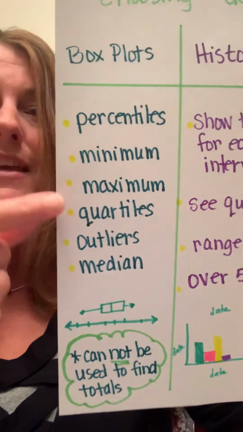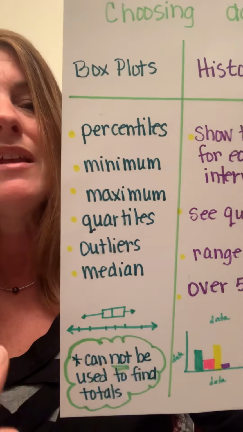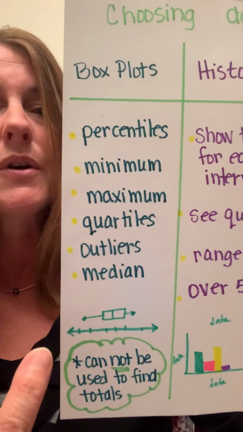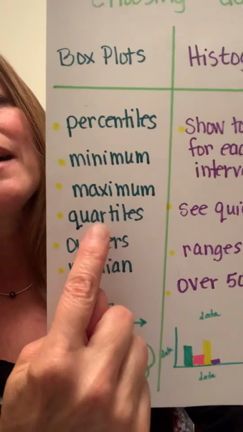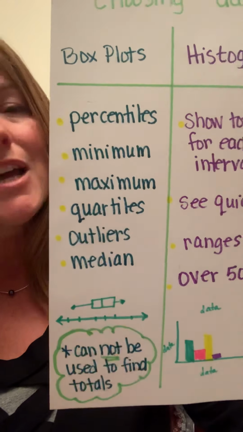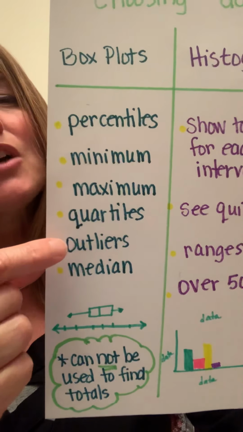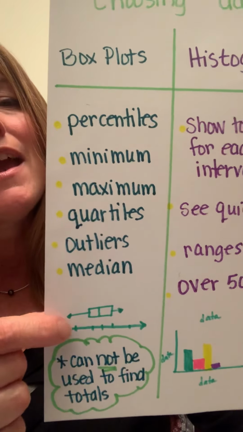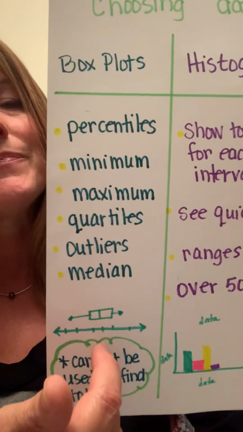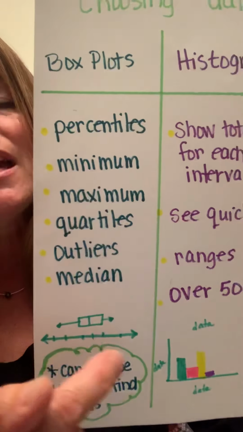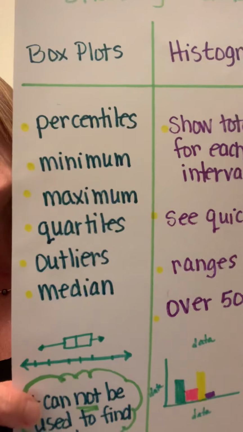So a box plot, it's really good when you're looking at percentiles. It's also good when you want to see the minimum or the maximum. You can see very quickly what is the minimum, what is the maximum. It's really good at displaying quartiles. Well, it shows it right there. We talked about the interquartiles, right? Interquartile range, right there. And then it also shows the outliers. And this box plot always shows the little median. So when you need this information, the box plot is the best one to choose.